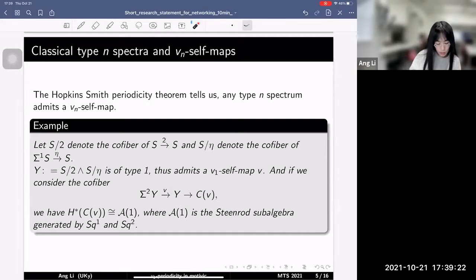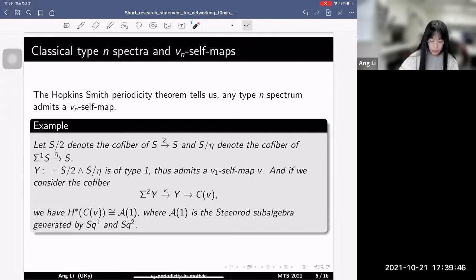In particular, if we look at this Y, built by smashing together the cofiber of 2 and the cofiber of eta, that is of type 1, and so it admits a v1-self-map. And why do we care about a self-map? Well, we know this cofiber is realizing A(1), which is the Steenrod subalgebra.